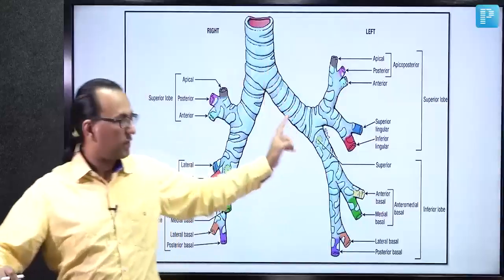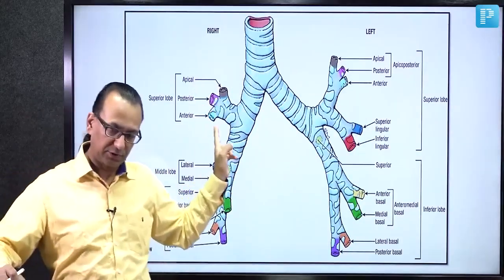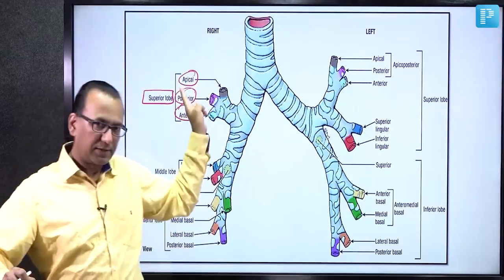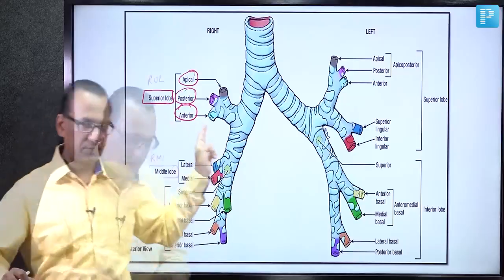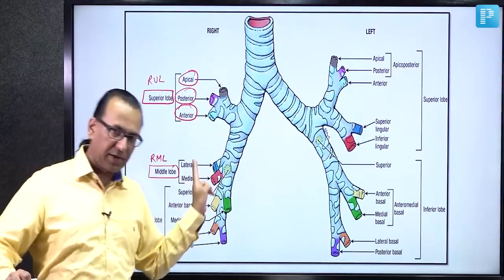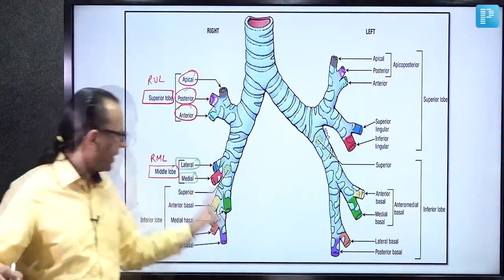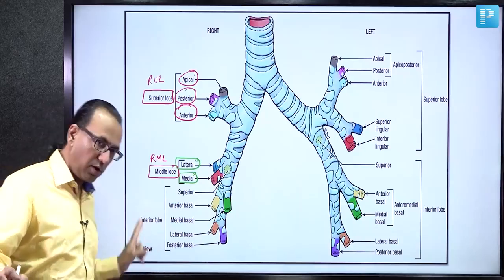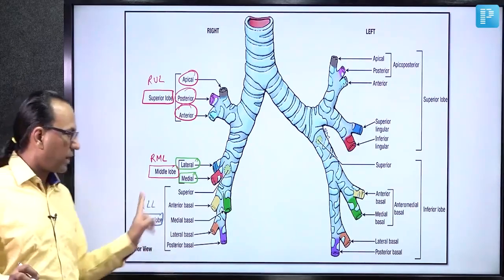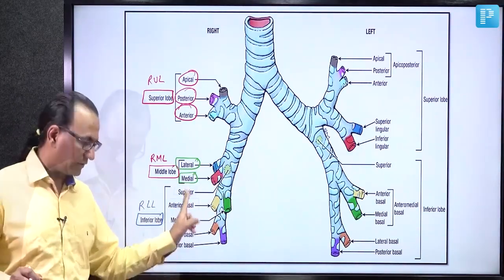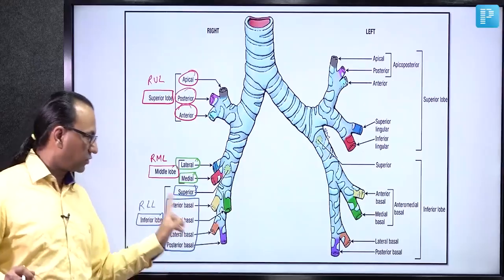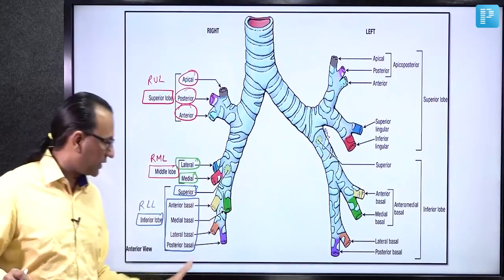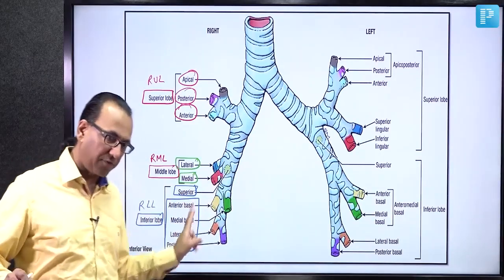As you would find, the right upper lobe will have 3 BPS: one apical, one anterior, and one posterior. In the right middle lobe, you will have 2 BPS, lateral and medial. And the remaining 5 are present in the right lower lobe, named 1 apical and 4 basal. Remember, the apical is also called superior BPS, and the basal are called anterior, posterior, medial, and lateral basal.